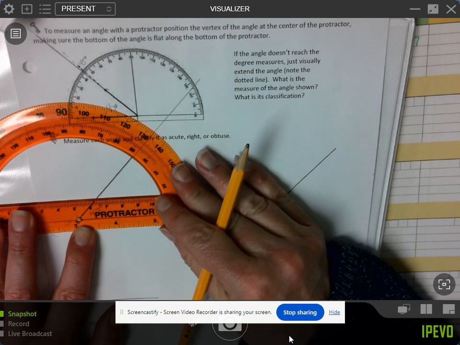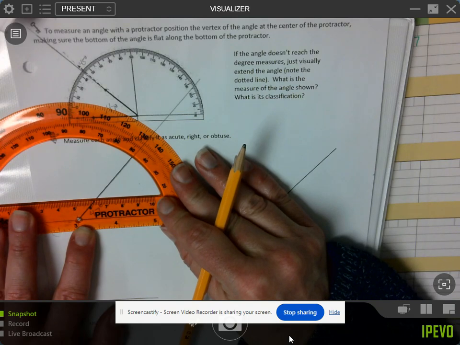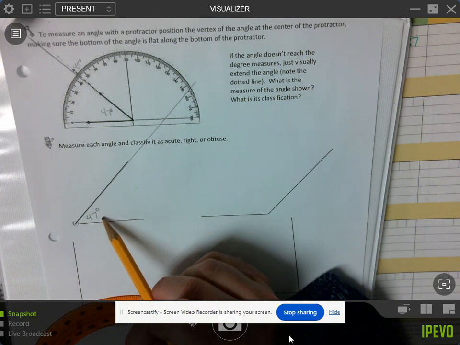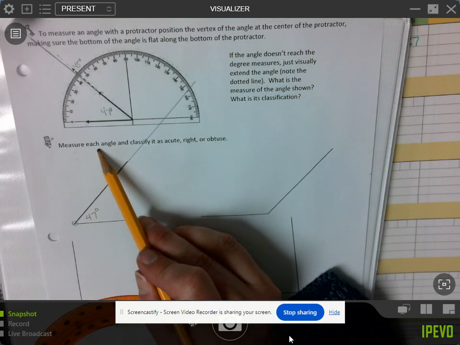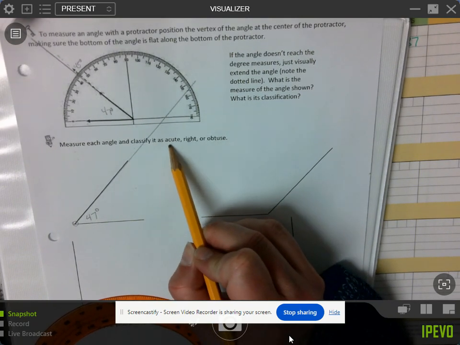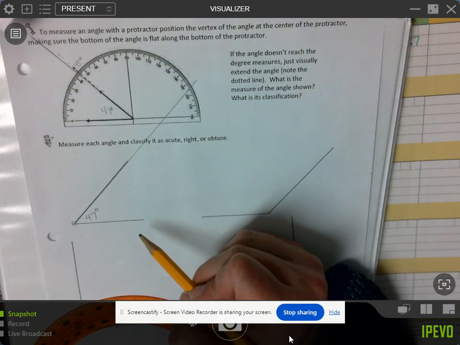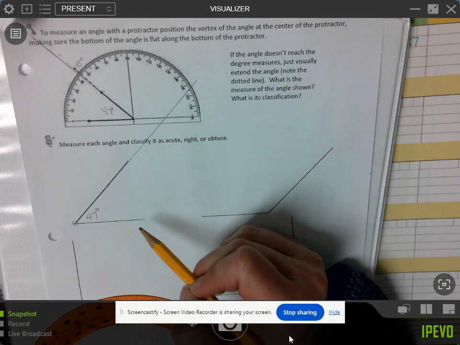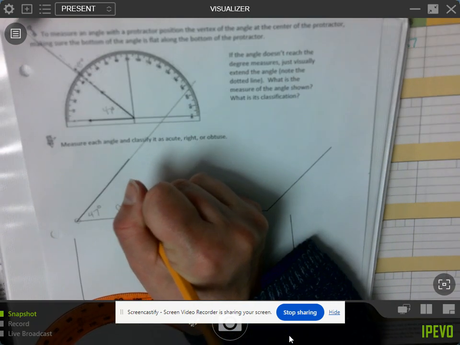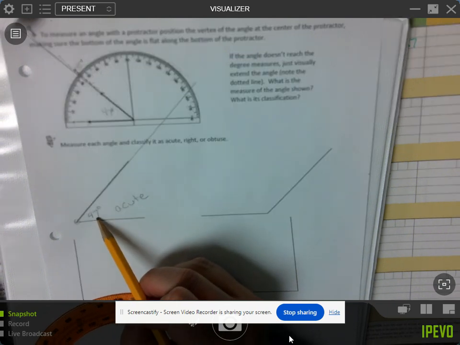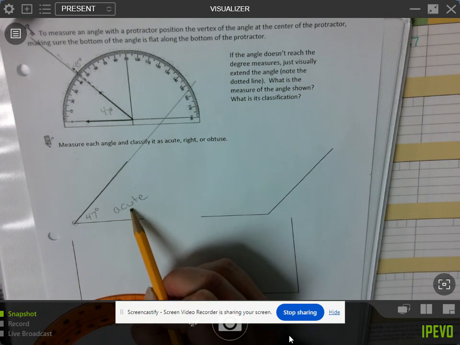So you do have to pay attention to how you line it up. So not only are we going to measure each angle, and write our angle measurement, but classify it. So if my angle measurement is 47 degrees, what would I classify this angle as? Acute. There is no 45-degree angle. It is an acute angle because it is less than 90 degrees. So not only do I put my degree measurement, I label it, I classify it. Acute, right angle, obtuse, or straight angle.